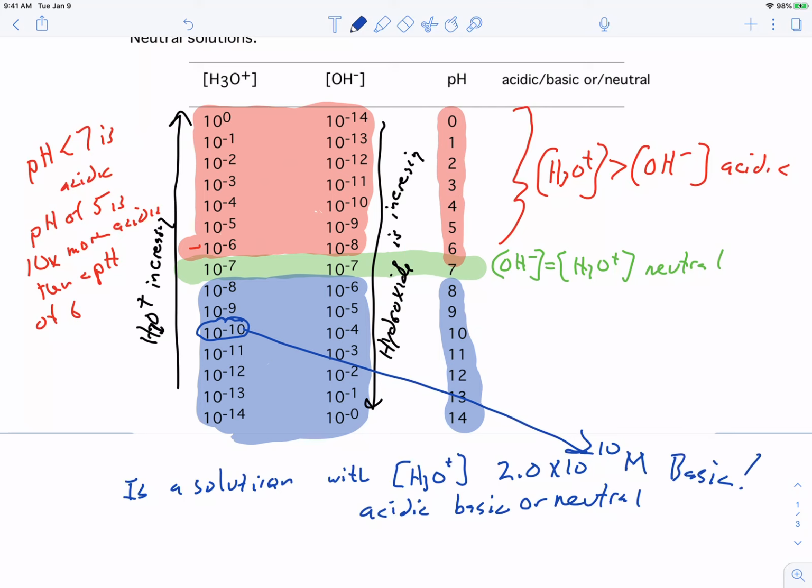So the pH scale is very useful for us in very quickly determining how acidic, how basic, or if the solution is neutral.